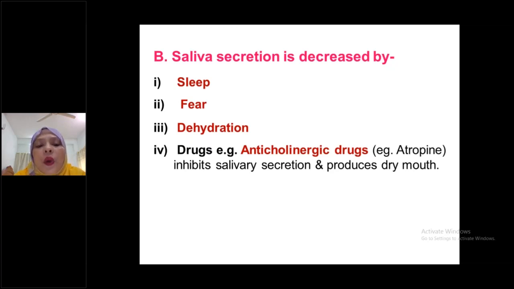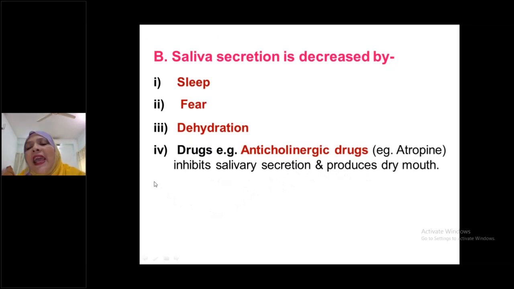Dehydration, diarrhea হলো, vomiting হয়ে গেল, দেখা যাচ্ছে কি হচ্ছে? Excessive fluid loss occurs from your body, that time saliva secretion will be decreased. Dehydration. Okay. Drugs, anticholinergic, that is প্যারাসিম্পথেটোলাইটিক ড্রাগ। অ্যান্টিকোলিনার্জিক ড্রাগ গুলি যেমন such as atropine, anticholinergic drugs such as atropine inhibits salivary secretion and produces dry mouth.